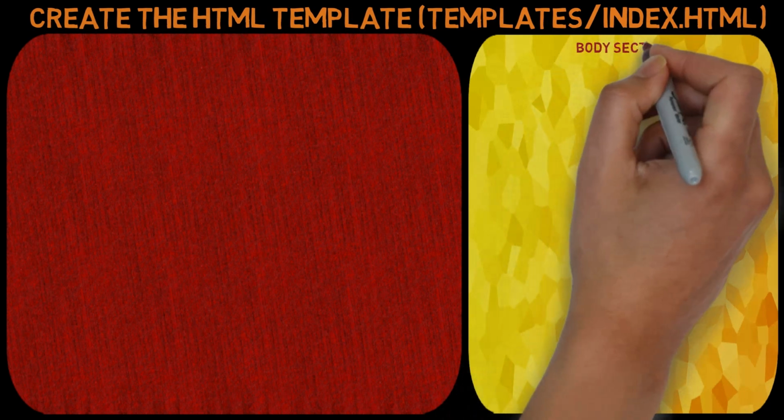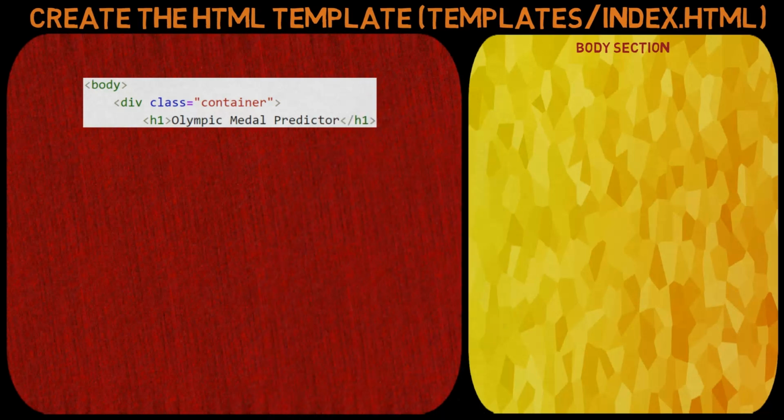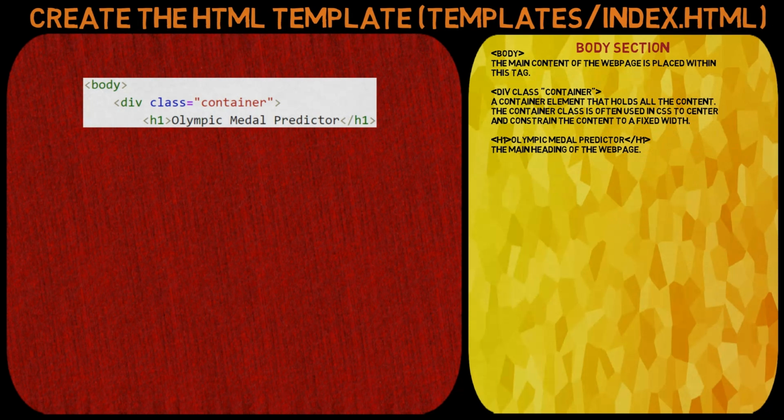Body section. Moving on to the body section, this is where the main content of the web page is placed. It contains a container element that holds all the content. Olympic Medal Predictor is the main heading of the web page.